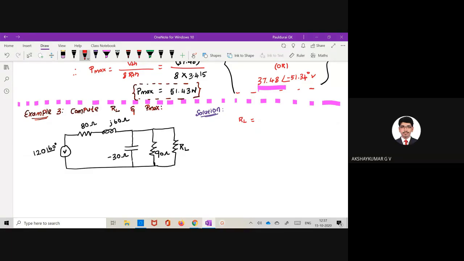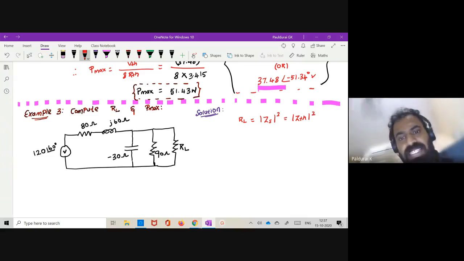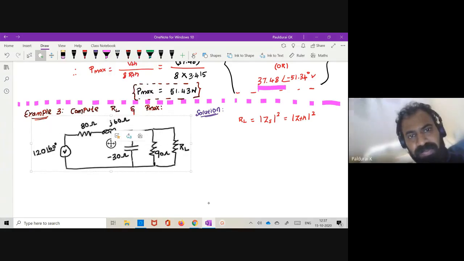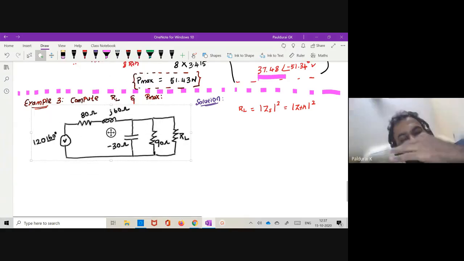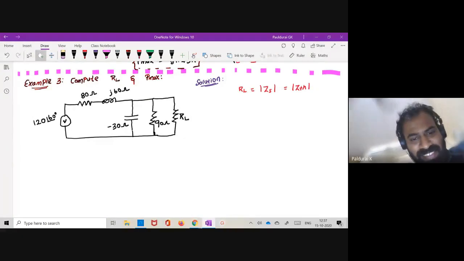Magnitude of ZS, sir. So you want to calculate the magnitude, right? So magnitude of ZS square, nothing but magnitude of ZTH square. So first, how will you calculate ZTH? For that, let me copy the circuit.